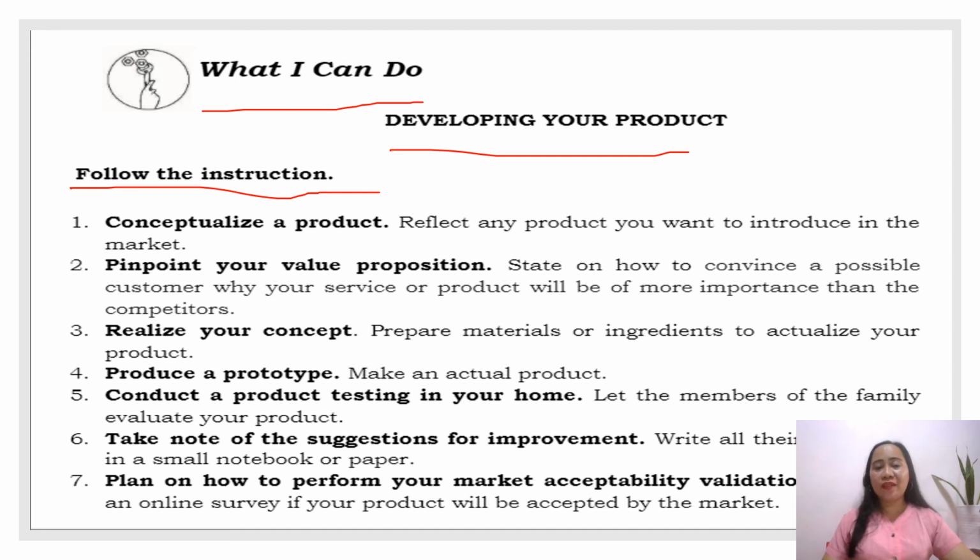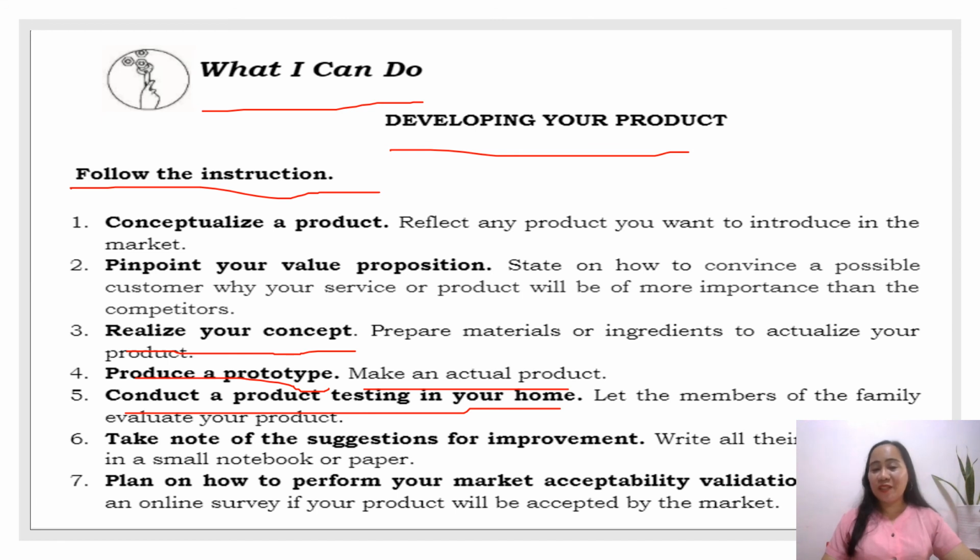The third one is you have to realize your concept. Here you have to prepare materials or ingredients to actualize your product. And then the fourth one, you have to produce a prototype of your product. So this is now the making of an actual product or service. The fifth one is conduct a product testing in your home. So let the members of your family evaluate your product before offering it to the market.